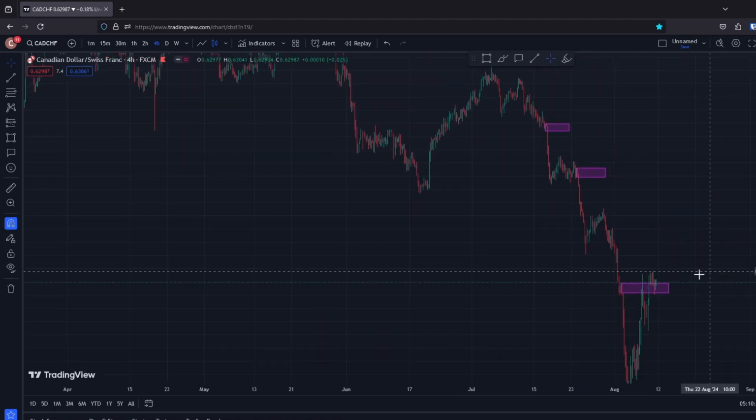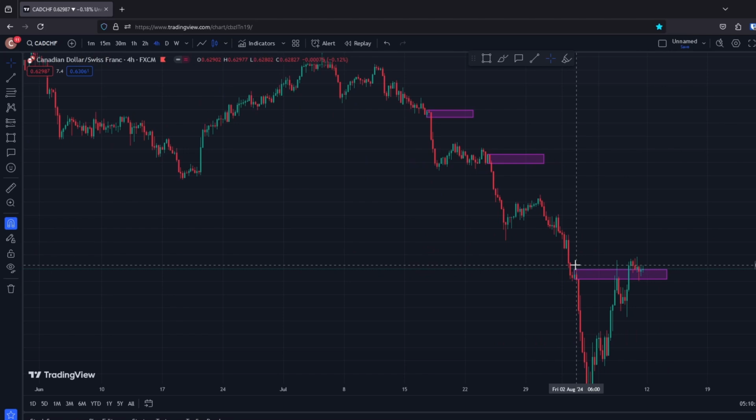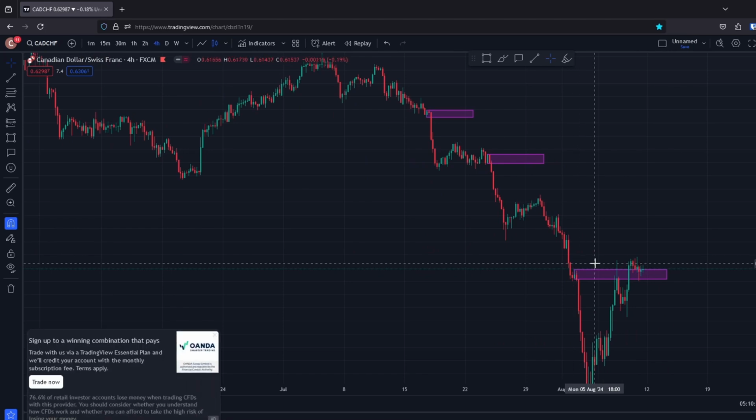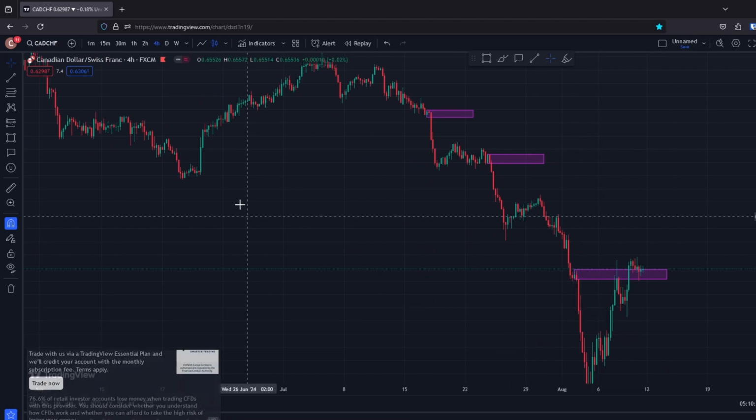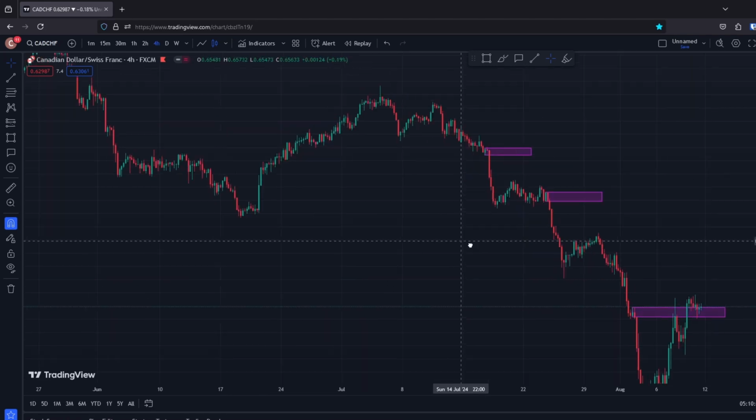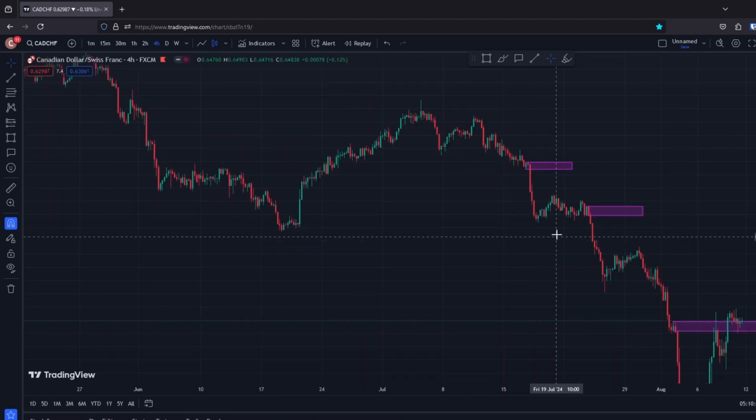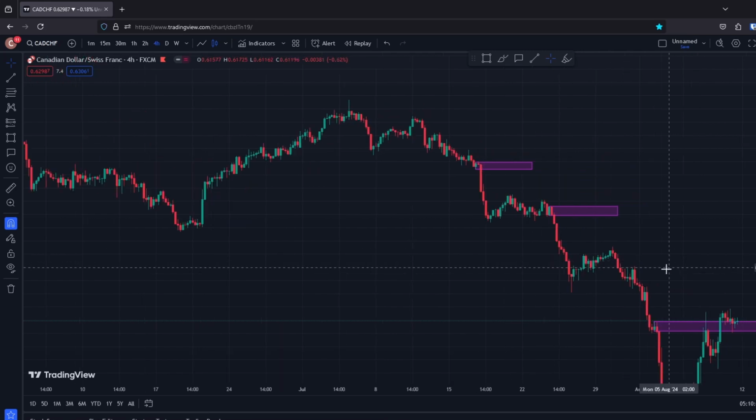But yeah, the order blocks are the last sell before a buy impulsive move. So right here, the last sell before the buy impulsive move. And for a down move, it's the last buy before the sell impulsive move.